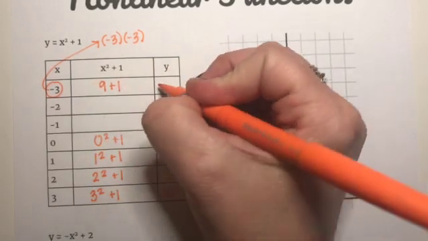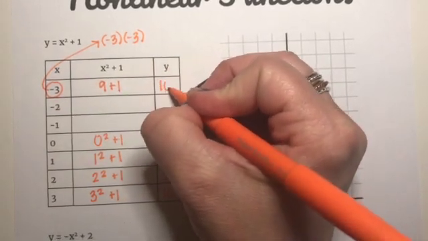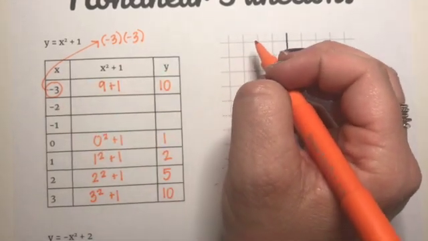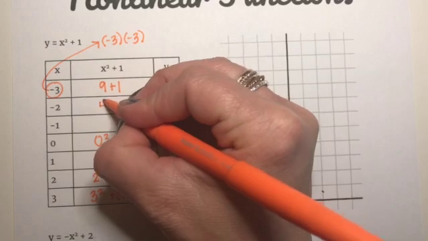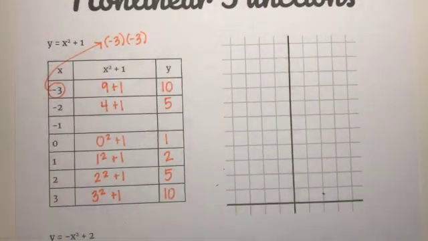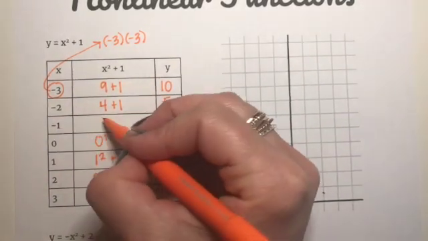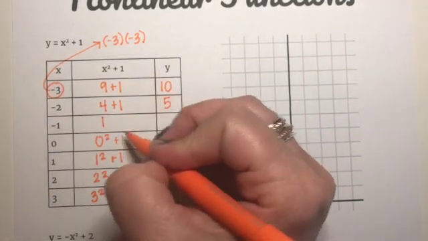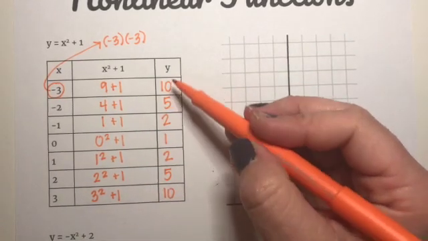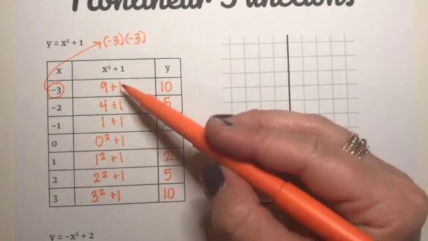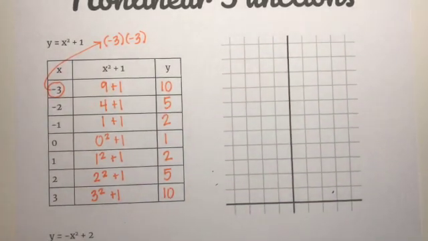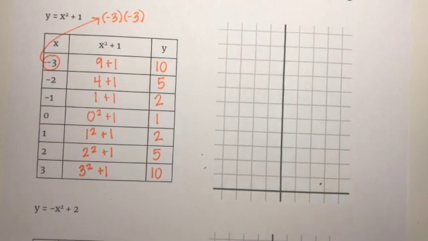What's 9 plus 1? 10. Well, what if I do negative 2? What's negative 2 squared? Negative 2 times negative 2 is positive 4. What's 4 plus 1? 5. And then here, what's negative 1 times negative 1? Positive 1. 1 plus 1 is 2. So what do you notice? When you square a negative, that's the same as squaring the positive. Okay, so we end up with this pattern. So let's see what that looks like on our graph.